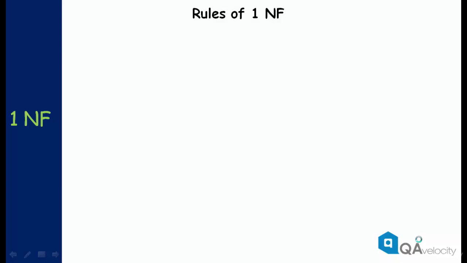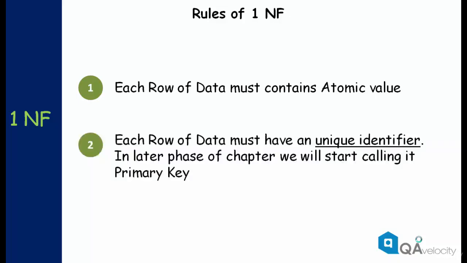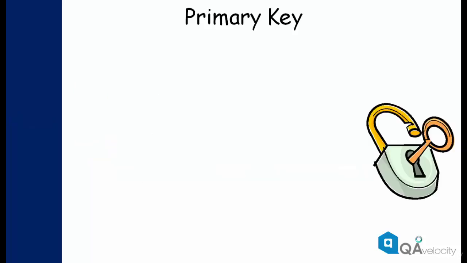Let's talk about first normal form. A table is in first normal form if it follows these two rules. Rule 1 says each row of data must contain atomic values, which we have already discussed. And rule 2 says each row of data must have a unique identifier. In a later phase of the chapter, we'll start calling it a primary key. But before we move further, let's make our concept clear about what exactly this primary key is.